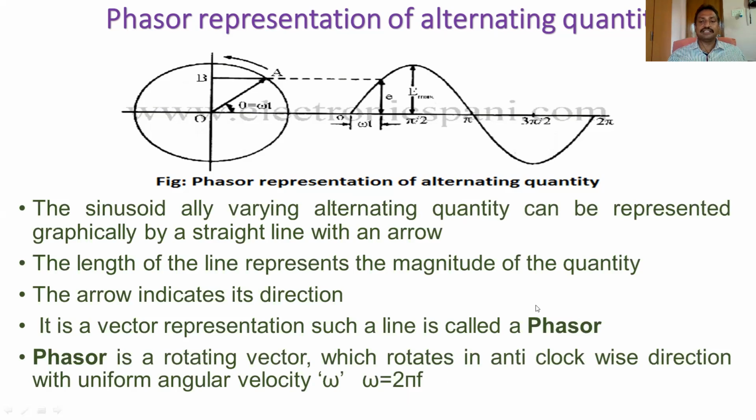F is the frequency. Frequency is nothing but the number of cycles per second, multiplied by the total angle 2 pi, where 2 pi is nothing but 360 degrees. So these degrees multiplied by frequency is indicated as the angular frequency.